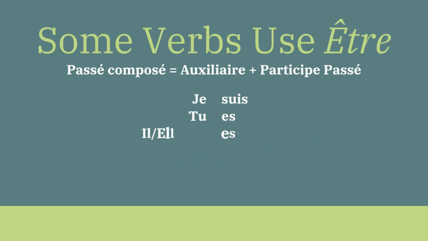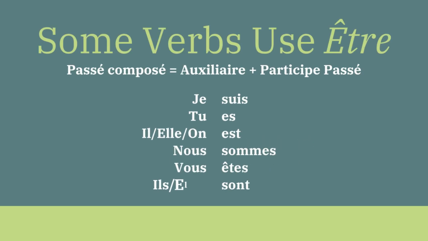Some verbs use être as the auxiliary verb. These are usually movement or reflexive verbs. When you conjugate être, you get je suis, tu es, il, elle, or on est, nous sommes, vous êtes, and ils or elles sont. How can you remember which verbs use être though?